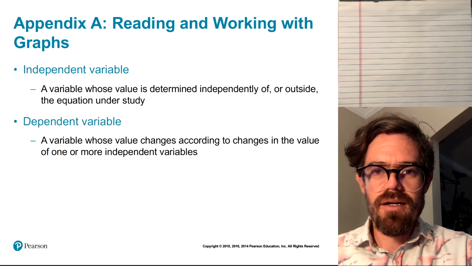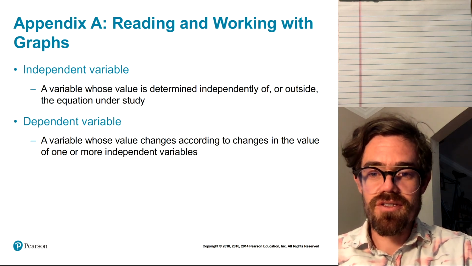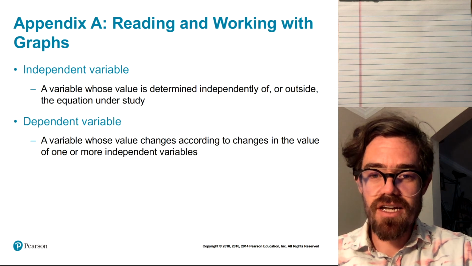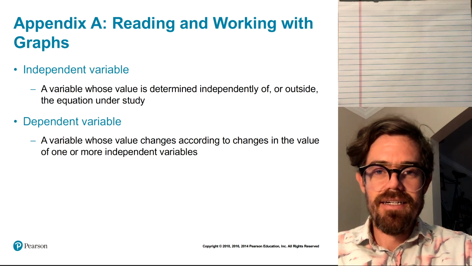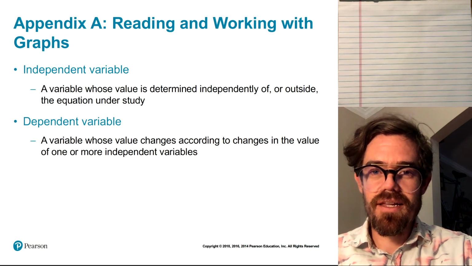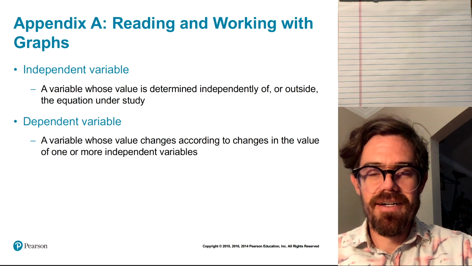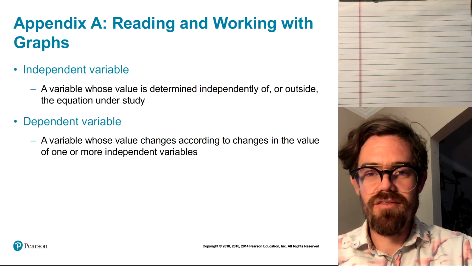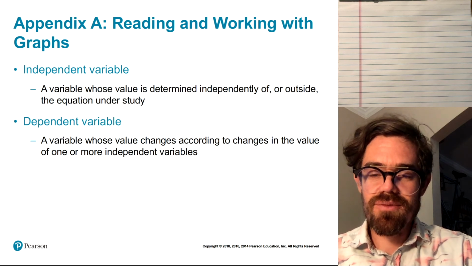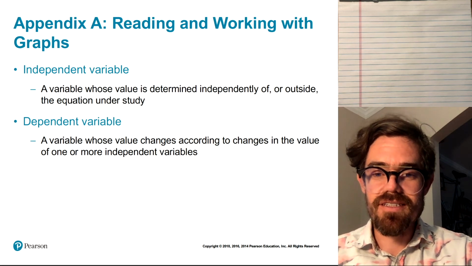So the slides here say that an independent variable is a variable whose value is determined independently of or outside the equation under study. That's not necessarily that helpful. A better way that I like to think of it is that independent variables are the ones that cause something else to happen. So the one that is doing the causing is the independent variable, and it has an effect, which is the dependent variable. It affects some other value of interest, and that is the dependent variable.